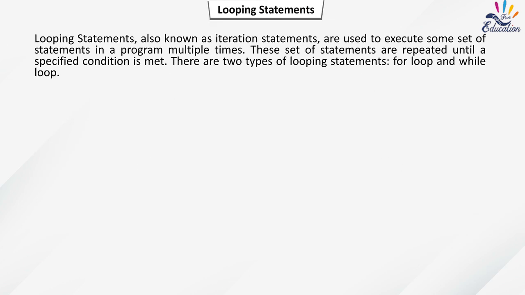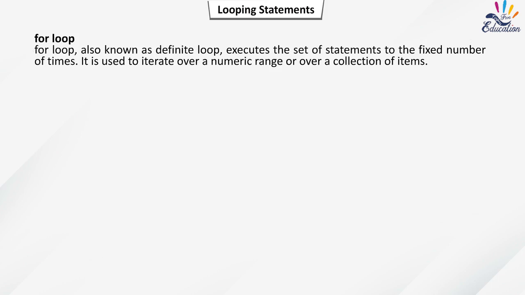Looping statements. Looping statements, also known as iteration statements, are used to execute some set of statements in a program multiple times. These set of statements are repeated until a specified condition is met. There are two types of looping statements: for loop and while loop. For loop, also known as definite loop, executes the set of statements a fixed number of times. It is used to iterate over a numeric range or over a collection of items.